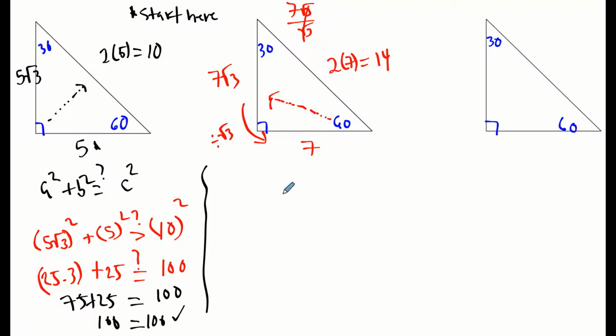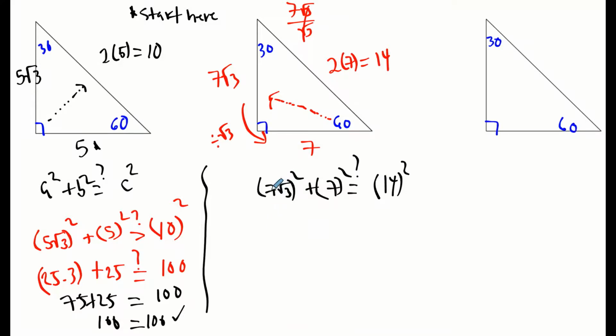Let's throw this into the Pythagorean theorem. A squared plus b squared equals c squared. And we have 7 radical 3 squared plus 7 squared. Does that equal, right? Big question mark. Does that equal 14 squared? Well, maybe. Let's take another look.